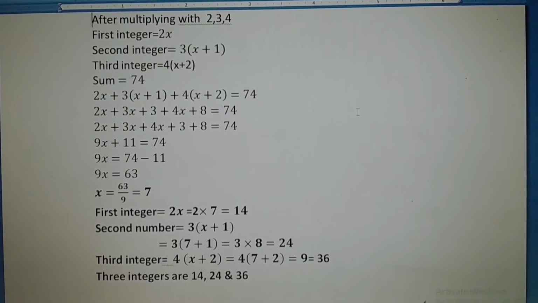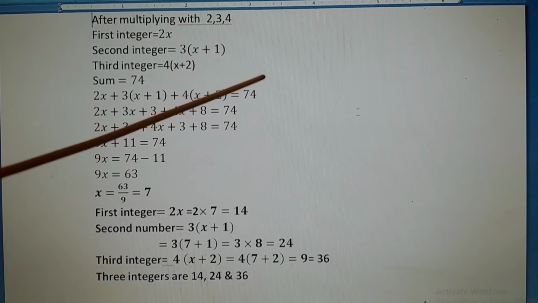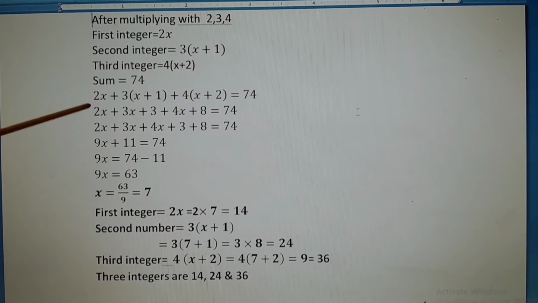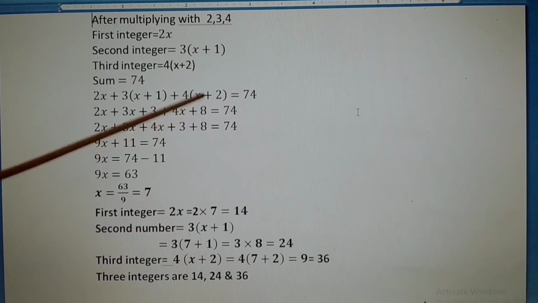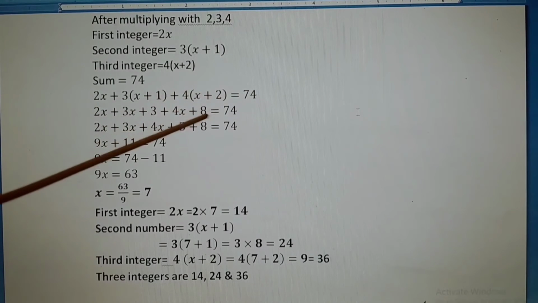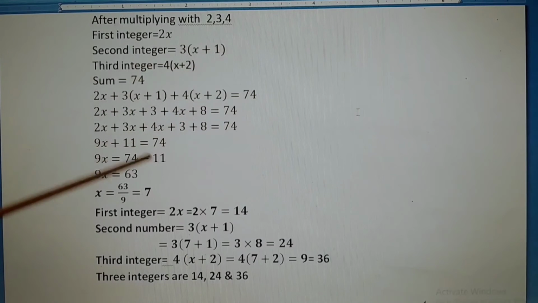According to the question, the sum of the three integers is 74. That is 2x plus 3 into x plus 1 plus 4 into x plus 2 equals 74. That is first integer plus second integer plus third integer is equal to 74. That is 2x plus, then multiplying these two terms with 3, that is 3x plus 3, plus these two terms multiplied with 4, that is 4x plus 8, that is equal to 74.